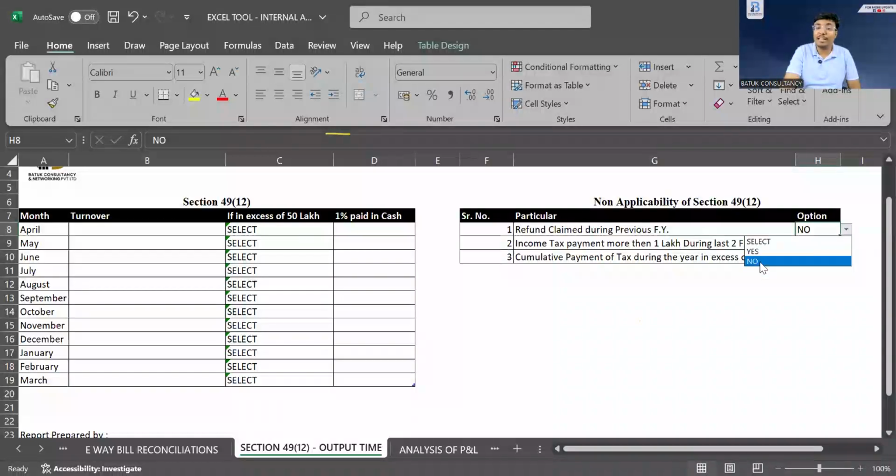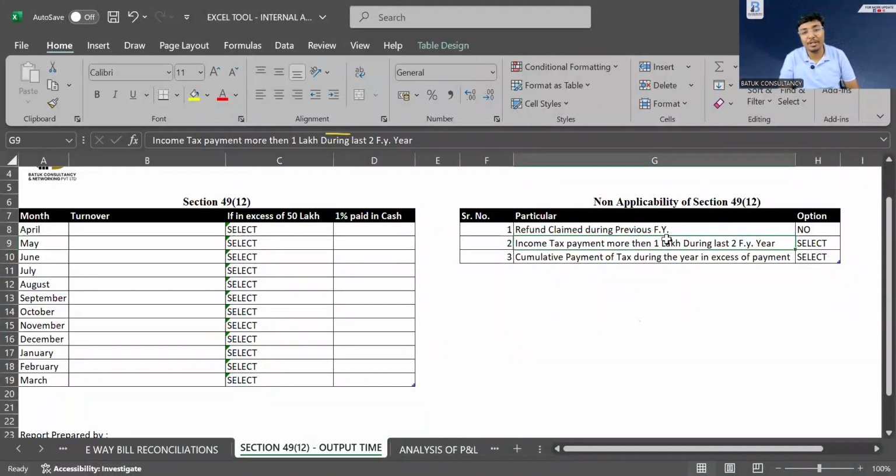If income tax payment has already been more than 1 lakh rupees during the 2 financial years, then also this particular section 49 subsection 12 will not be applicable. If during the financial year you have already paid the cumulative amount of 1%, then also there is no requirement to make the payment. So we just need to ensure whether 49(12) is applicable to us or not. If not applicable, then we just need to put NA, or if applicable, then we just need to ensure that the complete follow-up has been done or not.